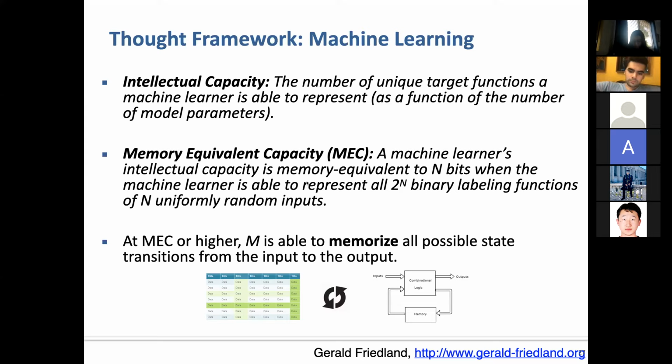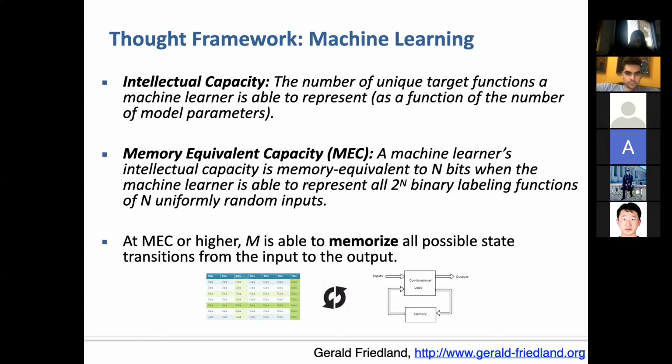A machine learner's intellectual capacity, that means the number of unique target functions it can adapt, is memory equivalent to n bits when the machine learner is able to represent all 2 to the power of n binary labeling functions of the n points, right? They could be uniformly random or not, right? I say uniformly random, we will talk about uniform random soon.